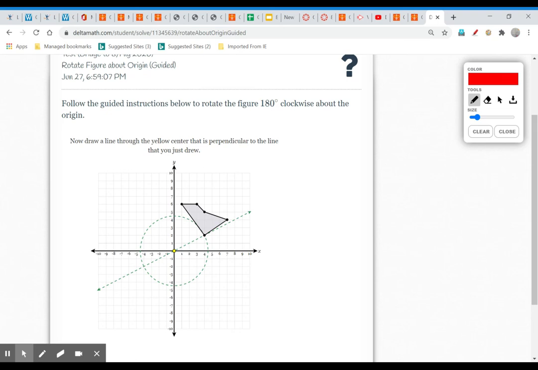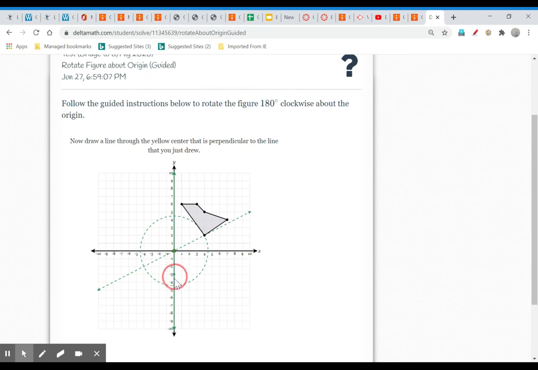I noticed that from the origin to this point goes up 2 and over 4, up 2 over 4. So I'm going to flip that upside down and make it negative. So that would be down 4 and over 2 from the origin. So to make a perpendicular line or a perpendicular slope, you just make it the opposite reciprocal. So I have to remember that down 4, over 2. 1, 2, 3, 4, over 2, and it should look like 90 degrees.